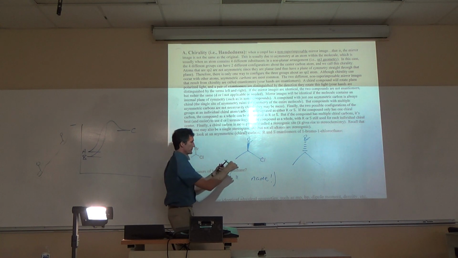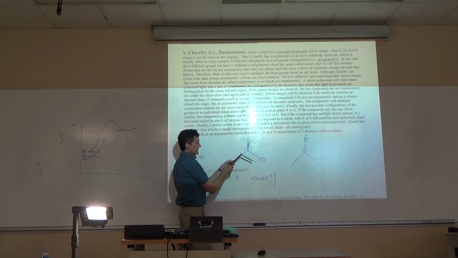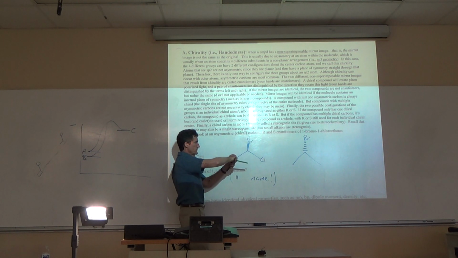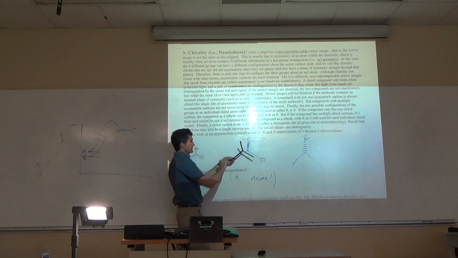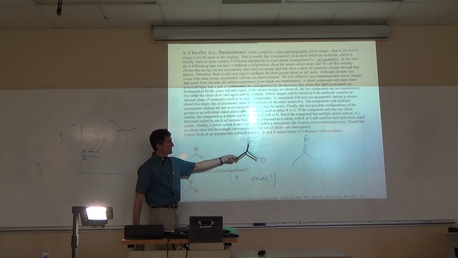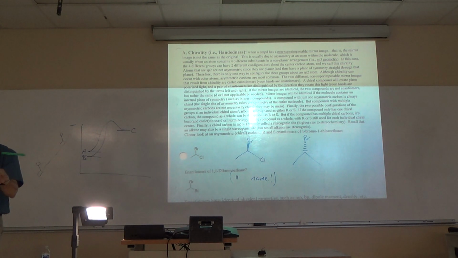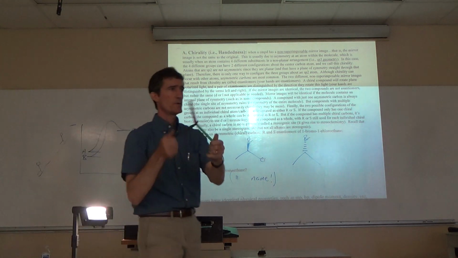On the board, carbon, chlorine green. Let's make the bromine red. Forward. What's going back on that carbon? Hydrogen. Yeah, there it is right there. Everybody agree? Okay, now let's look at it. Do we see a plane of symmetry? No. Because I can turn it any way now that we've got it.